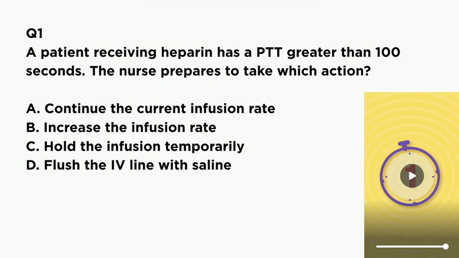The correct answer is letter C. A PTT of greater than 100 seconds signals excess anticoagulation. Holding the heparin prevents bleeding while awaiting provider guidance. Letter A is incorrect because continuing the rate increases bleeding risk when the PTT is already high. Letter B is also incorrect because increasing the rate worsens the excessive anticoagulation. And letter D is also incorrect because flushing does not really address the dangerous elevated PTT.